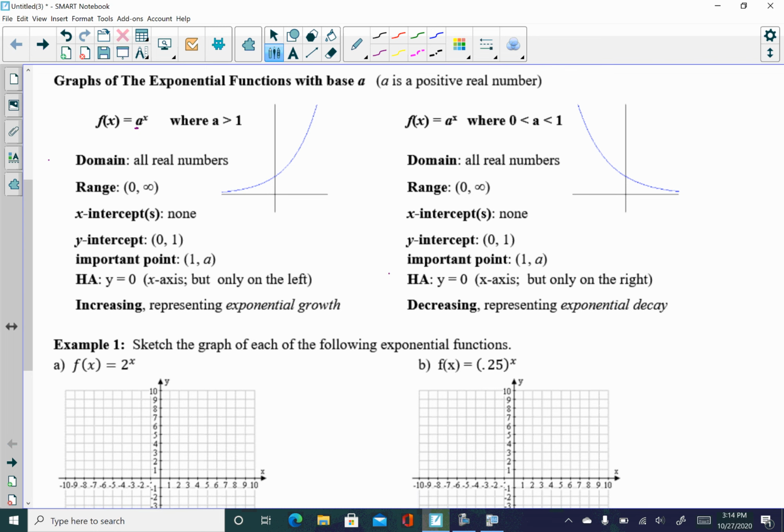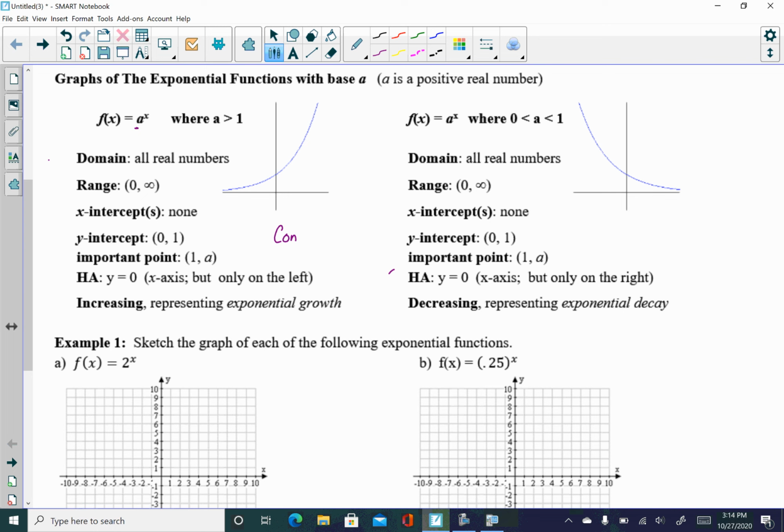And it should be noted that both of these functions are continuous. You can graph them without ever picking up your pencil. And both of these functions are one-to-one. They would pass the vertical and horizontal line test.